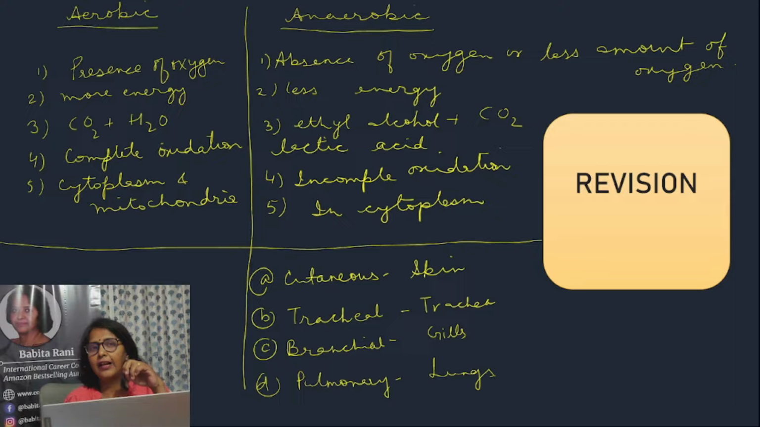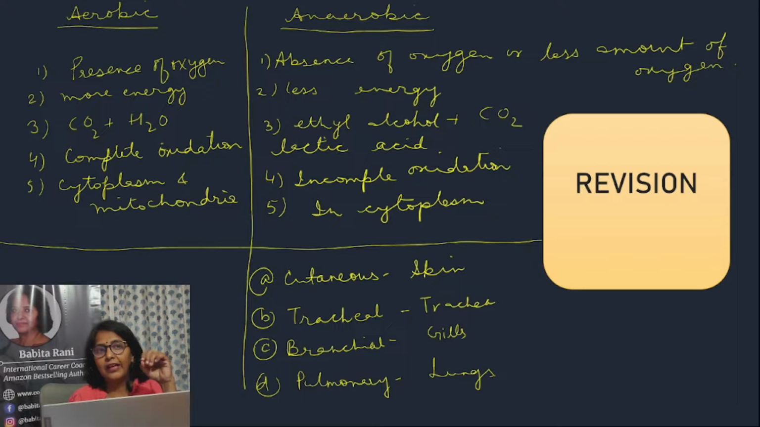Aerobic respiration is a kind of respiration where we have a large amount of oxygen present, and in case of anaerobic respiration, the amount of oxygen present is either very less or absent. If oxygen is present, complete oxidation of glucose takes place, but in case of anaerobic respiration, incomplete oxidation of glucose takes place. If complete oxidation of glucose takes place, that means more energy is being released. So more energy is released in aerobic respiration, and less energy is released in anaerobic respiration.